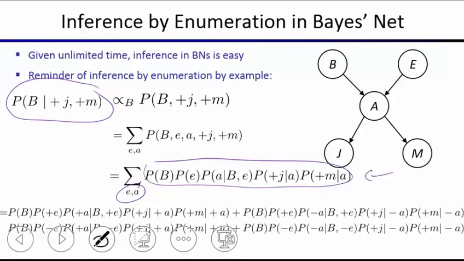The number of terms we end up with depends on the number of hidden variables we're summing over. So here we're summing over 2 hidden variables. Each can take on 2 values, so we have 4 terms total in the summation. First one here, second one here, third one here, fourth one here.